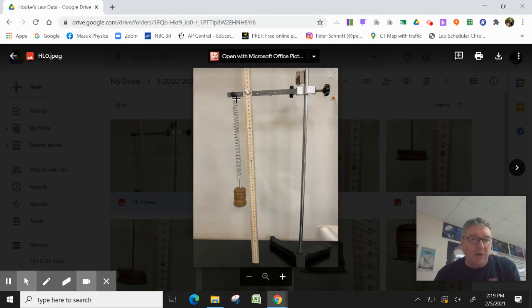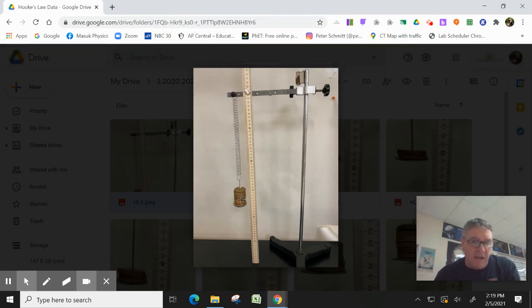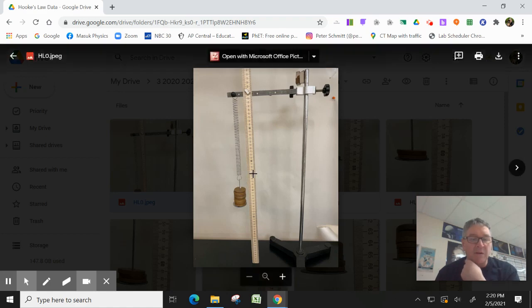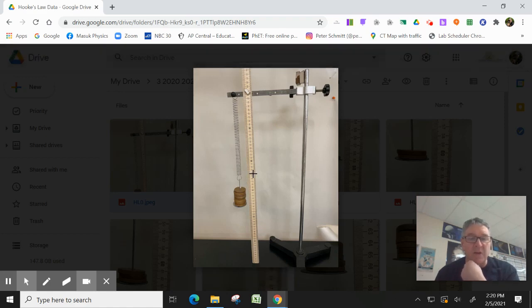There's a regular spring attached on the top of the support. It's hanging down. There's a hanger, a mass pan that holds masses. So it's a little platform here you slide these slotted masses on. And what Hooke's law does is it looks at the relationship between the amount of mass on the pan and how far the spring stretches.